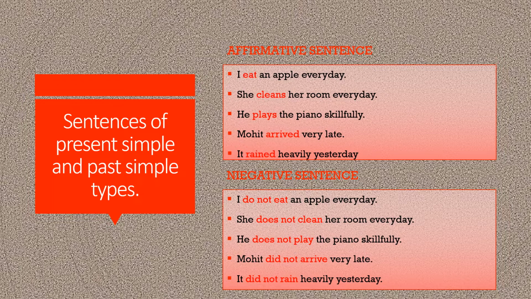Now have a look at negative sentences. I do not eat an apple every day. She does not clean her room every day. He does not play the piano skillfully. Mohit did not arrive very late. It did not rain heavily yesterday. As we can see in negative sentences, we have do not eat, does not clean, does not play, did not arrive, did not rain. So these show that these sentences are in present simple or past simple.